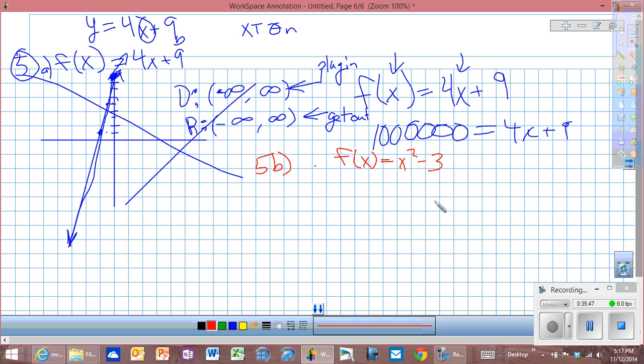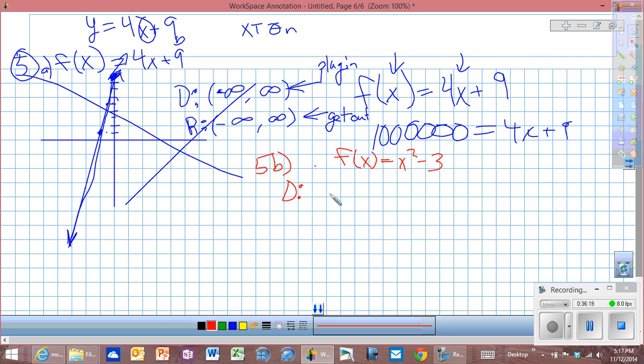Okay, is there anything I cannot plug into this? Can I square every single number? Can I square negative numbers? Can I square positive numbers? Can I square pi? Yeah, I just get pi squared. It'd be 3.14 times 3.14. You'd keep going for a long time, but you could get as much as you could find out about pi itself. Okay, so I can plug in anything.